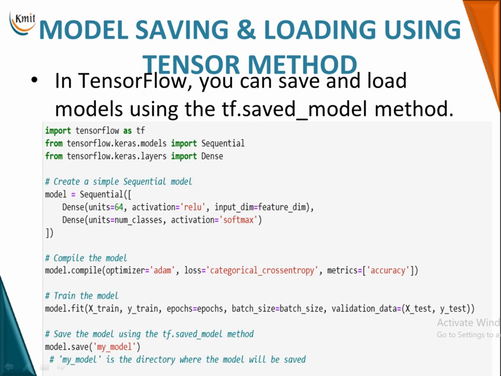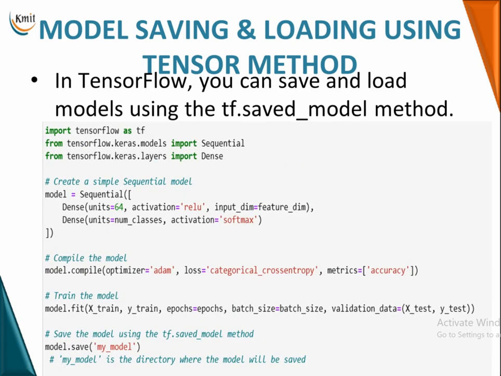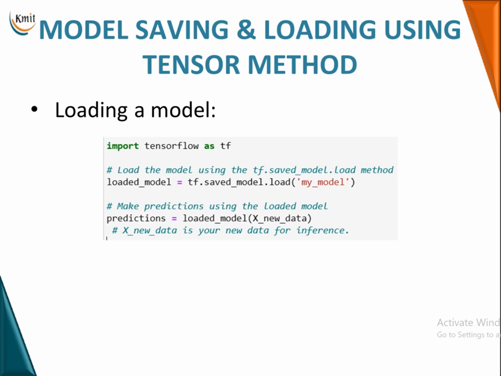You are going to create a simple sequential model. You will compile the model, train the model, and simply save this particular model by using the tf save model method, model.save is what you are going to use. So that's simply using TensorFlow. Now how will you load this particular model? Using the model.load method. Once you save the model, you can load it anytime and then make your predictions. Okay, so this is how the tensor method works.